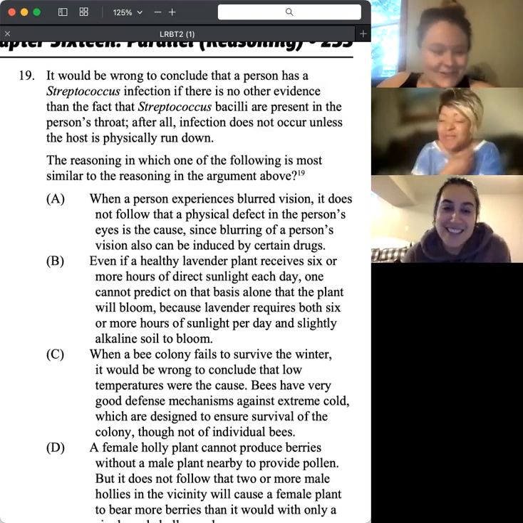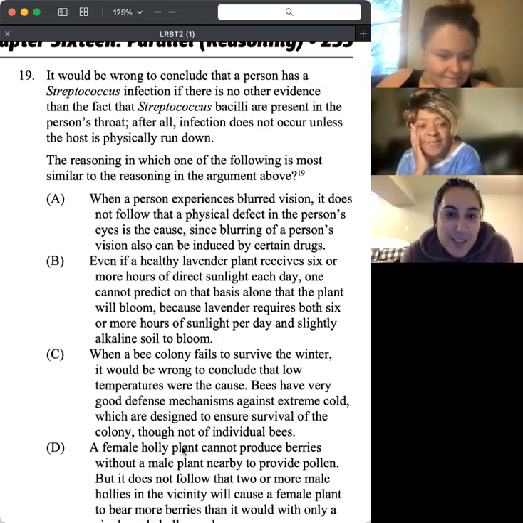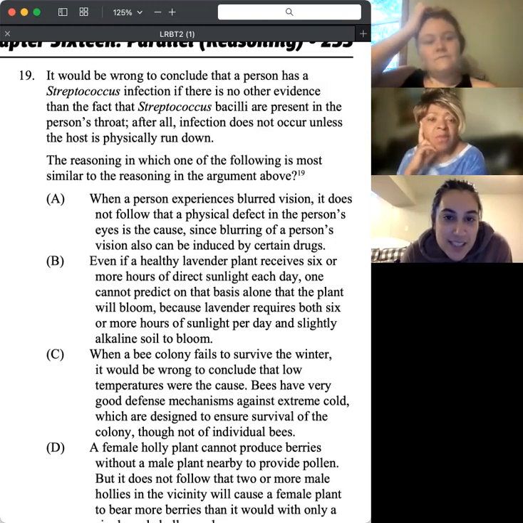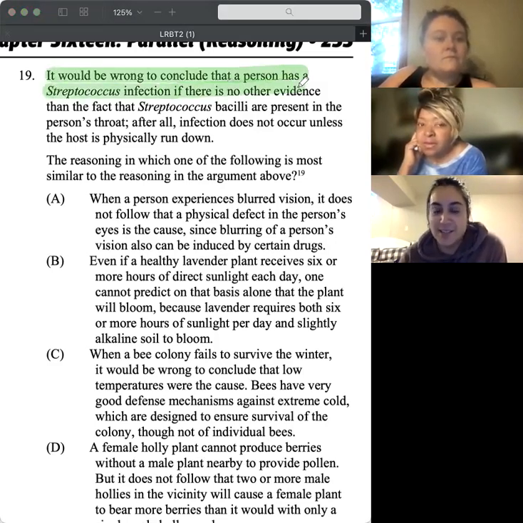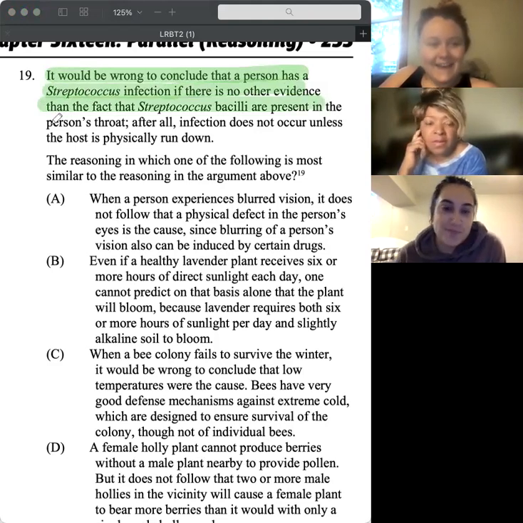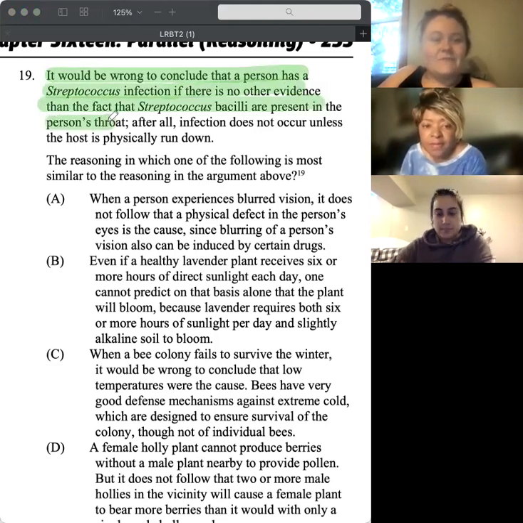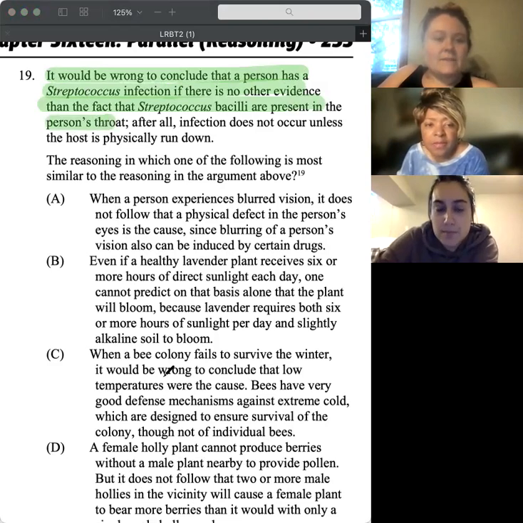All right. So what is our conclusion, Sabrina? The conclusion is that it would be wrong to conclude that a person has the infection if there's no other evidence than that it's present in the throat. Yes. So it'd be wrong to conclude if there's not something more. And what is our support for that? An infection does not occur unless the host is physically run down.